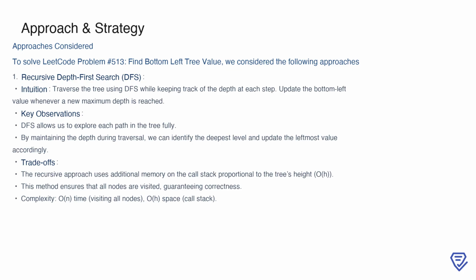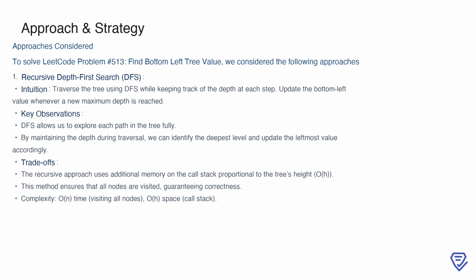To solve the problem of finding the bottom left value in a binary tree, we evaluated a few approaches. The first approach we considered was a recursive depth-first search, or DFS. The intuition here is to traverse the tree deeply, path by path, while keeping track of the depth at each step. With this information, we can update the bottom left value whenever we reach a new maximum depth.